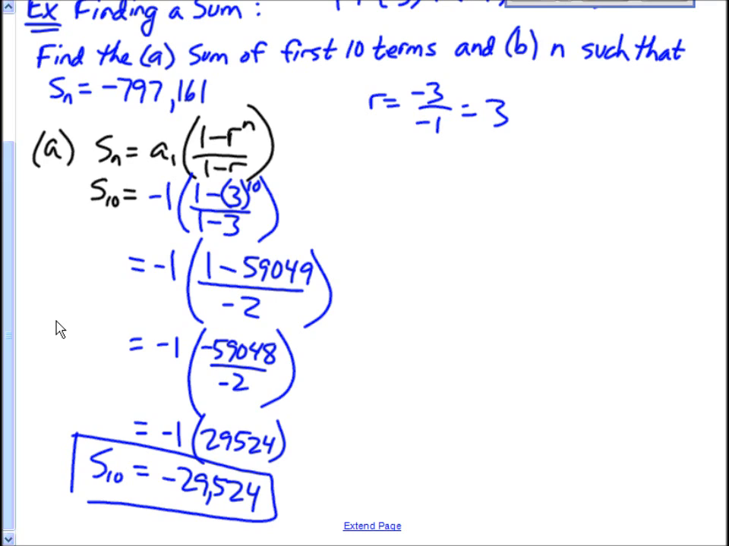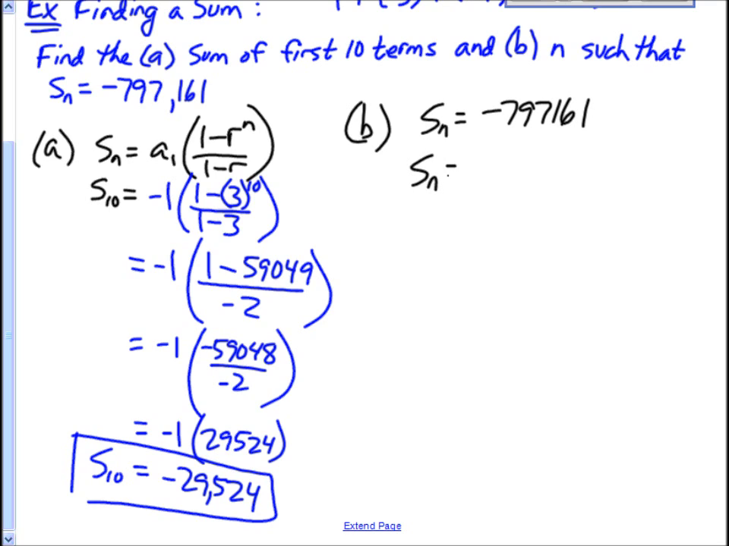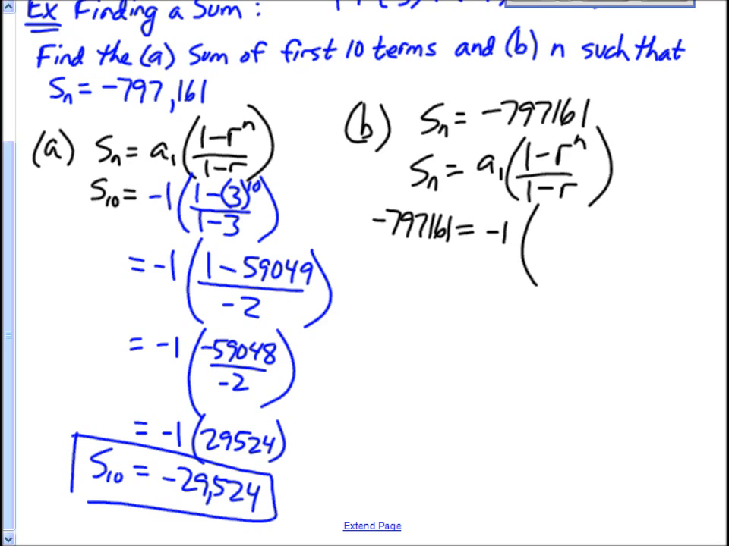Now, part B. Let me erase this for a minute. Part B: find n such that Sn is negative 797,161. So I go ahead and write my formula here. We want to find the sum of how many terms? Well, I know the sum of however many terms is negative 797,161. I know our first term is negative 1. I know our common ratio was 3, so (1 minus 3 to the n) over (1 minus 3).